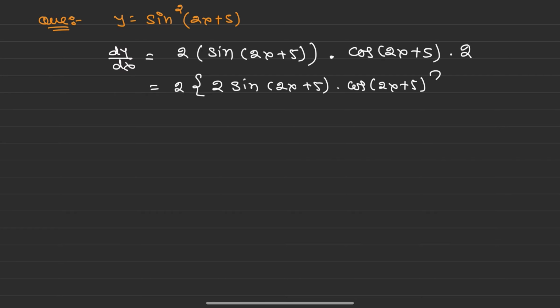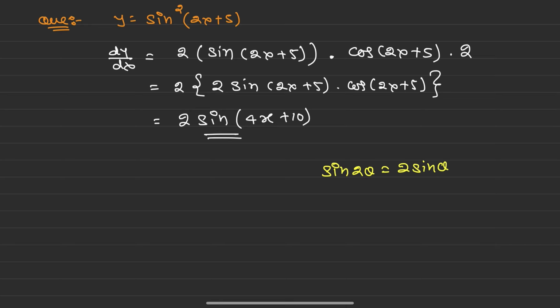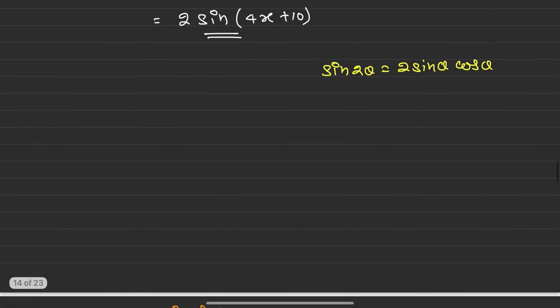Now, as a formula, 2 sin x cos x will become sin 2x. So this particular expression will convert in this way: sine of, if you multiply this angle by 2, it will become 4x plus 10. So this will be your final answer. Here we are using one trigonometric formula which says that sin 2 theta is equal to 2 times sin theta into cos theta. So I hope you are able to get this particular part also.